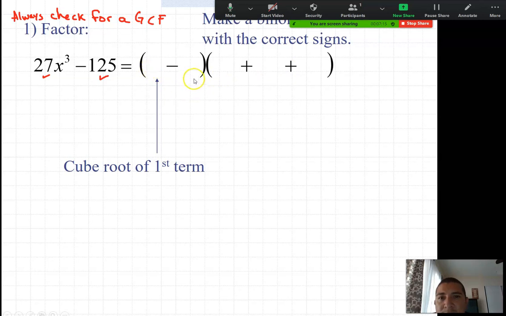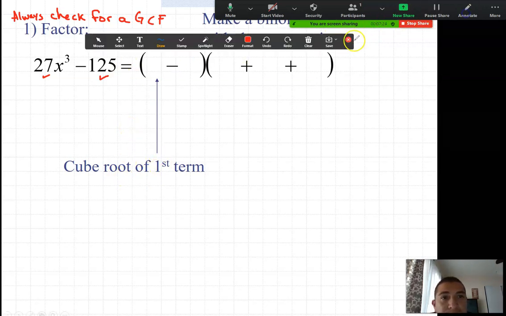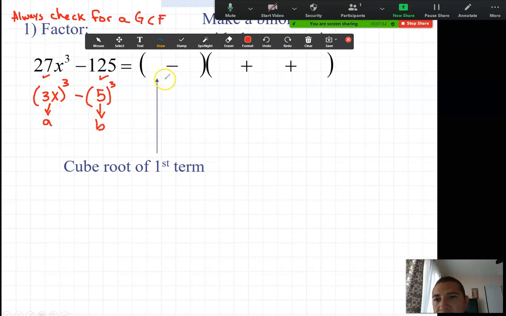Now to fill in these gaps in here. So we're going to take the cube root of the first term. So another way to rewrite 27x to the third, I could rewrite it like this, because 3 to the third power, that is 27, and x to the third power, that is x cubed, minus 125 is a perfect cube, that is 5 times 5 times 5. So this is basically the value of A, and this is the value of B. Now I'm just going to go in there and plug them in. So right here, you're going to get 3x.